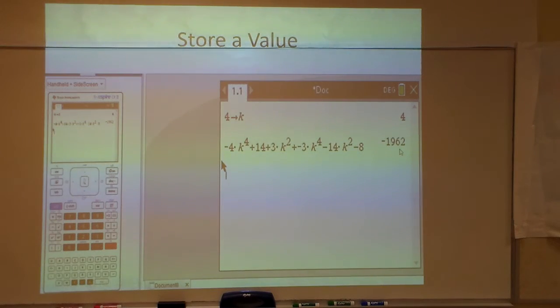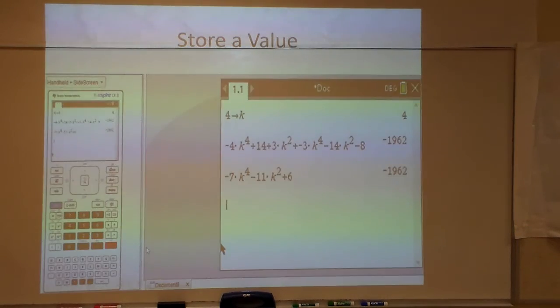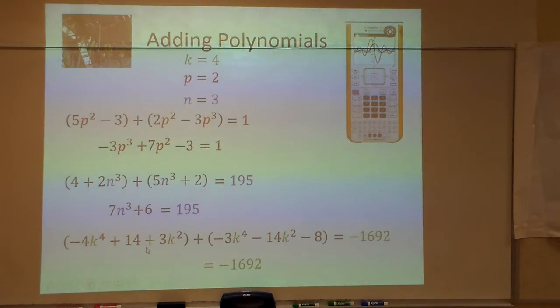And I got this -1692. And I'm going to type in the one where I have the answer right there. So it's also going to be -1692. So therefore I know that both those answers are correct.